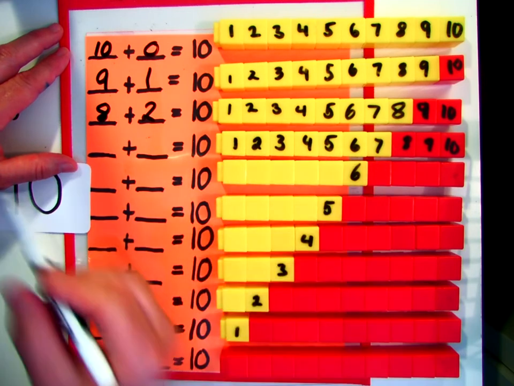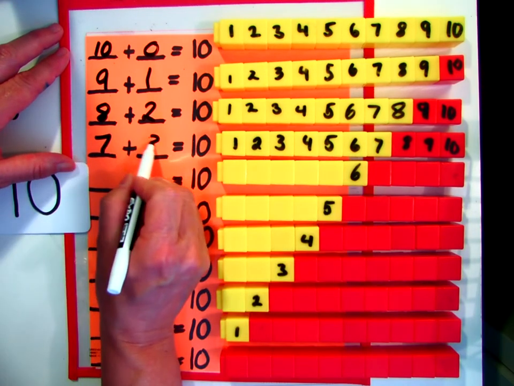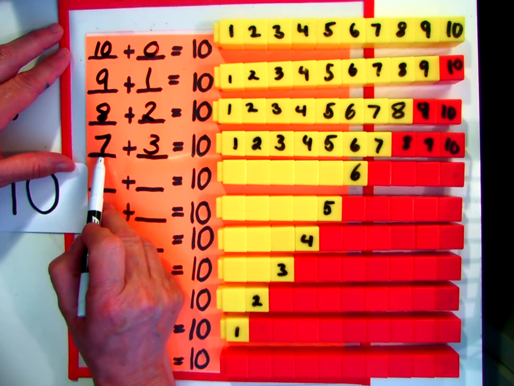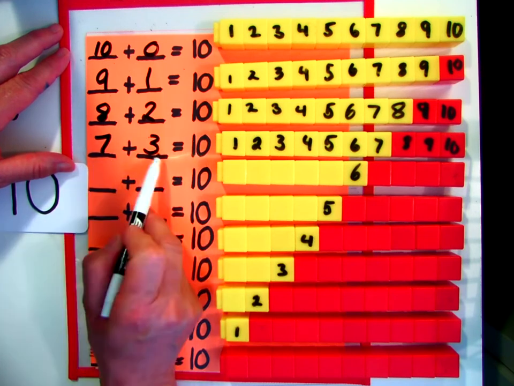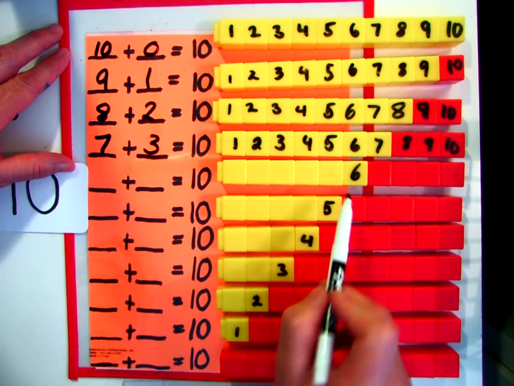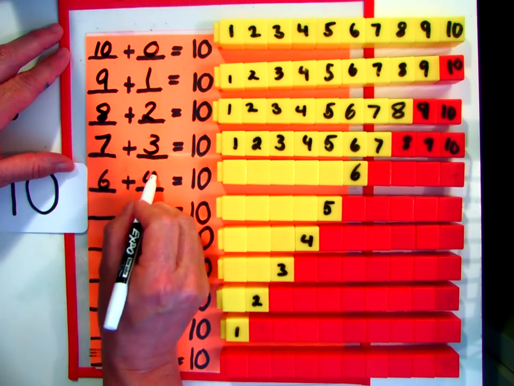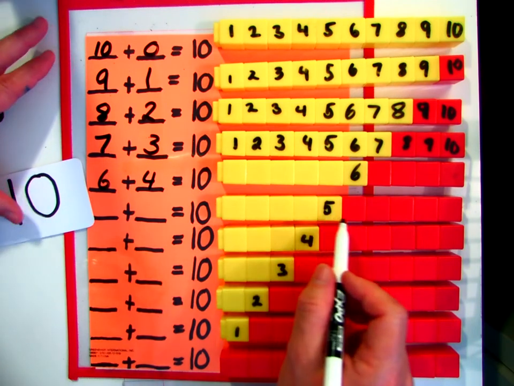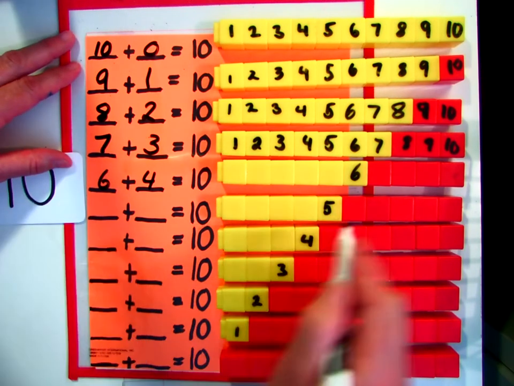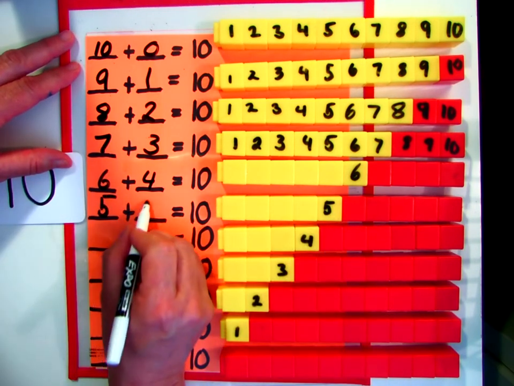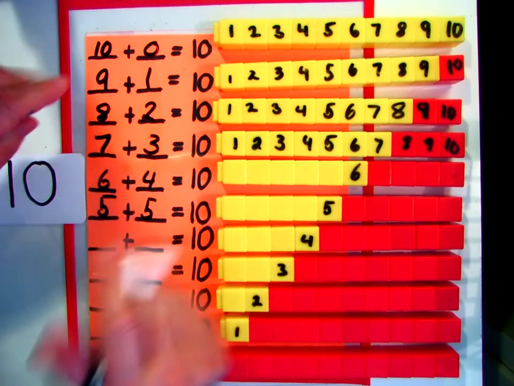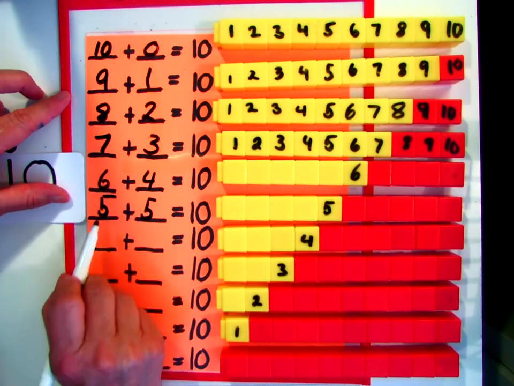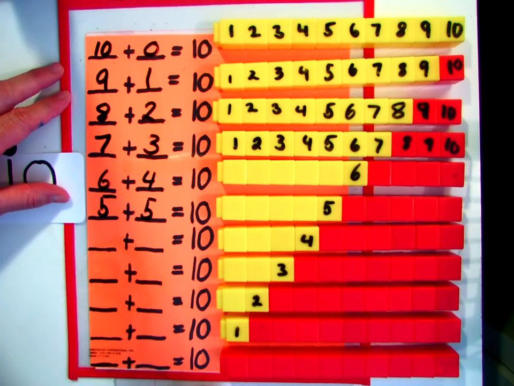Here we have 7 yellows, 3 reds. If you add them together, 7 plus 3 makes 10. So 7 and 3 are partners of 10. Here we have 6 yellows, 4 reds. 6 and 4 make 10. Here we have the 10 split right down the middle, which is 5 plus 5, just like your hands. 5 plus 5 equals 10, so 5 and 5 are partners of 10, okay?